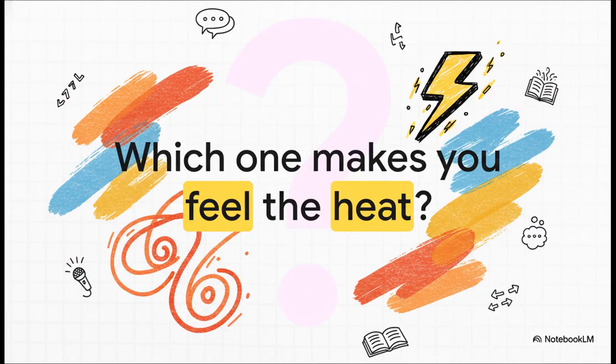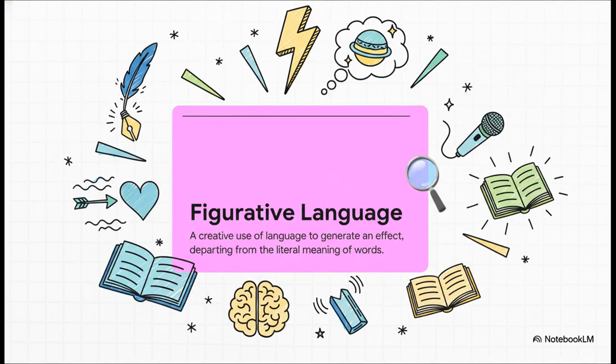Exactly. You don't just understand that it's hot. You can almost feel it. You get this instant, vivid picture in your head. And that difference, my friends, is where the superpower comes in. That superpower has a name. It's called figurative language. It's all about using words in a creative way, stepping away from their boring literal meaning to create a much bigger effect. And the specific gadgets in the superpower toolkit, those are called figures of speech.